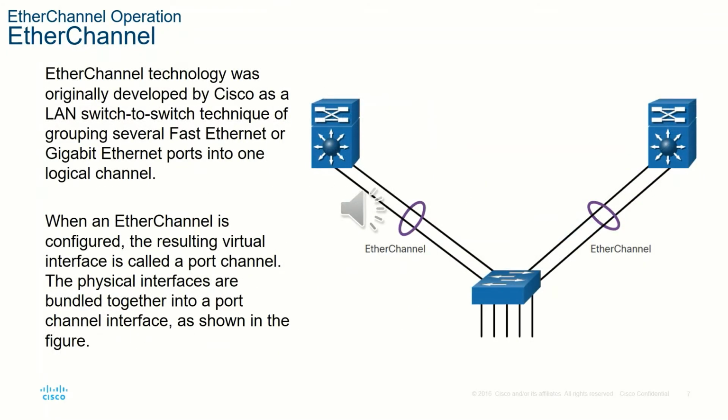What is EtherChannel? Link aggregation technology is known as EtherChannel technology. EtherChannel technology was originally developed by Cisco as a LAN switch-to-switch technique. It was originally developed to group several Fast Ethernet or Gigabit Ethernet ports into a single logical channel. When an EtherChannel is configured, the resulting virtual interface is called a port channel. The physical interfaces are bundled together into a port channel interface. So when we logically combine multiple physical channels, we get a port channel as a result.